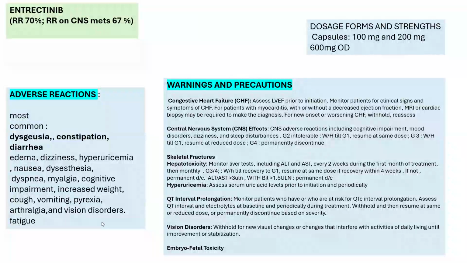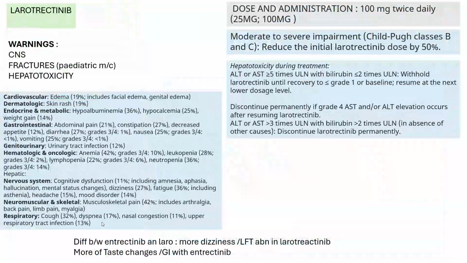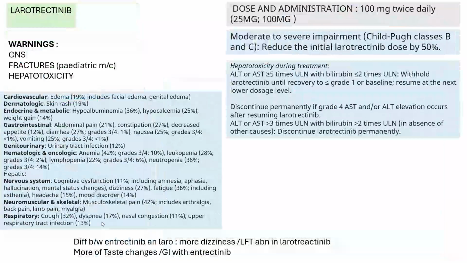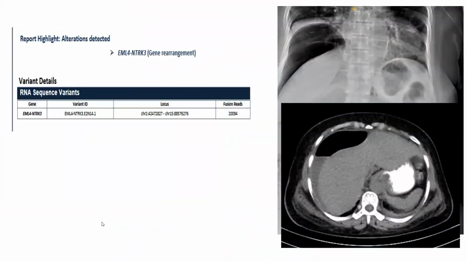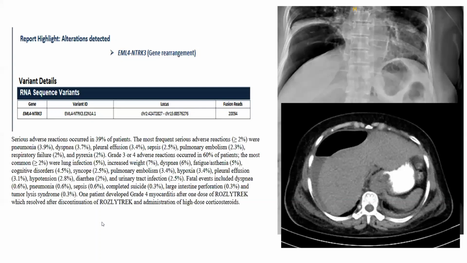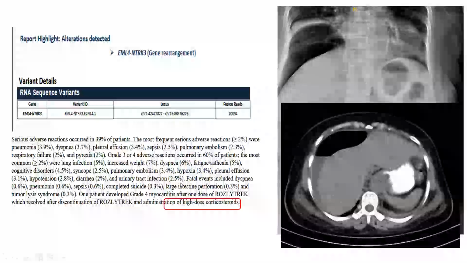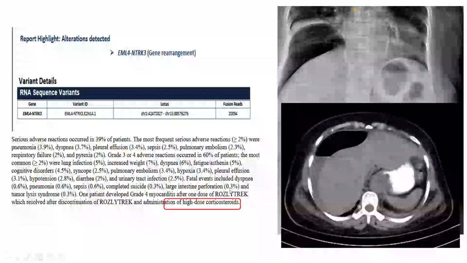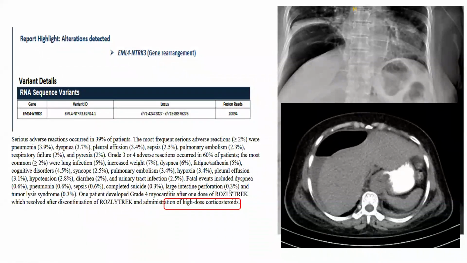And entrectinib and larotrectinib. So the basic difference between the toxicity of entrectinib and larotrectinib is with larotrectinib, we see more of dizziness and LFT abnormalities. With entrectinib, we see more of taste changes and GI side effects. Rest, most of the things are the same with entrectinib and larotrectinib. So this is one of our patients who had developed perforation on entrectinib. And if you see, these are the side effects with this, and this is just, sorry, the cursor has gone down. The large intestinal perforation, if you see, it is only to the tune of 0.3%. So 0.3% means it can happen with our patient also. So we have to be very careful with the side effects.